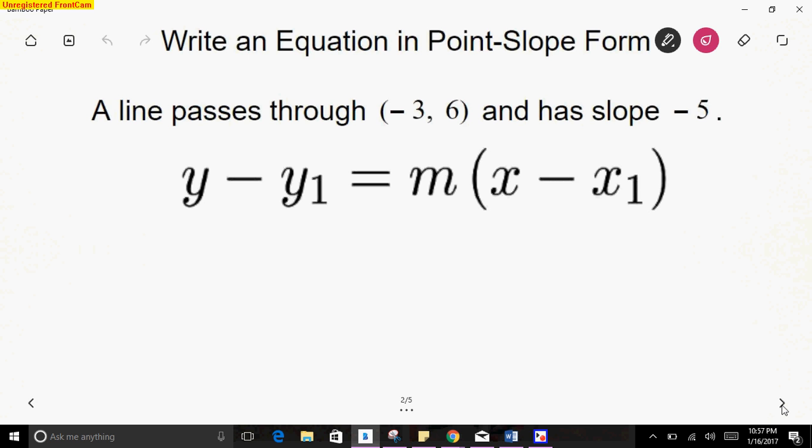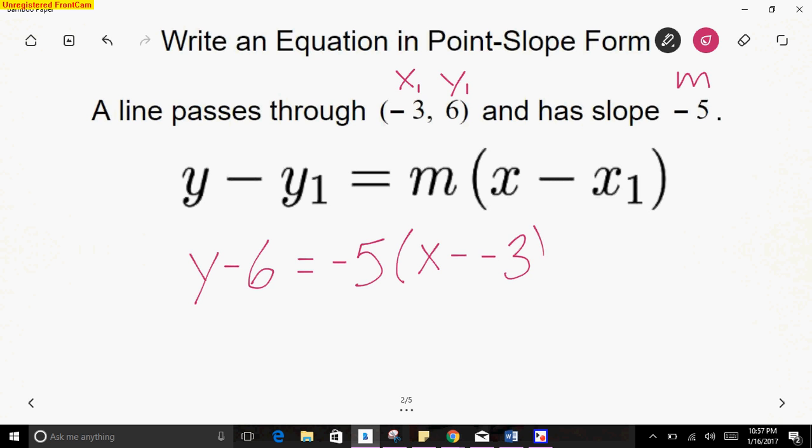So I'm given the point -3, 6. So my x1 is -3, my y1 is 6, and I'm given the slope -5. So that's what my m is. So if I want to write an equation, all I have to write is y minus 6 equals -5 times x minus -3. Now remember, whenever you have minus negative, that will turn into a plus. So our equation is y minus 6 equals -5 times x plus 3.